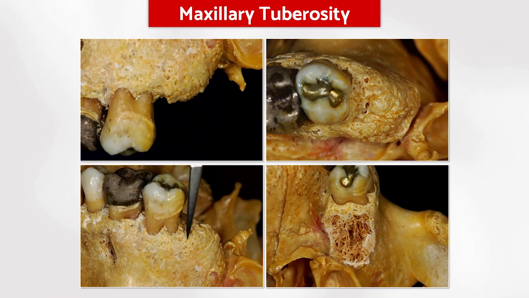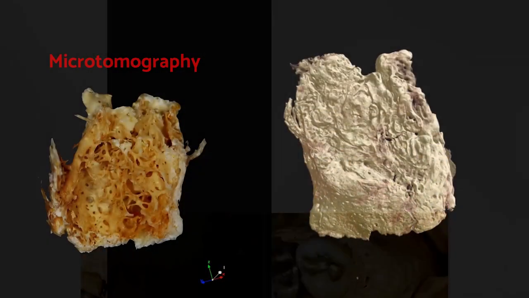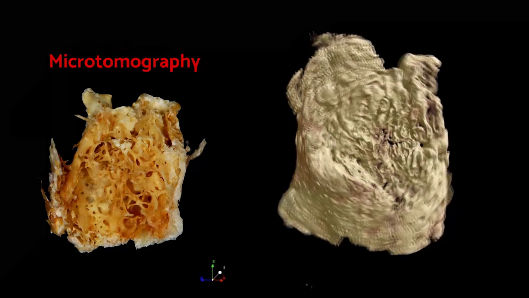Here we have a dry skull. Let's take a piece of bone from this skull the same way that we take bone from the patient's mouth using the same tool, the chisels. We took a piece of bone and we evaluate through a microtomography.